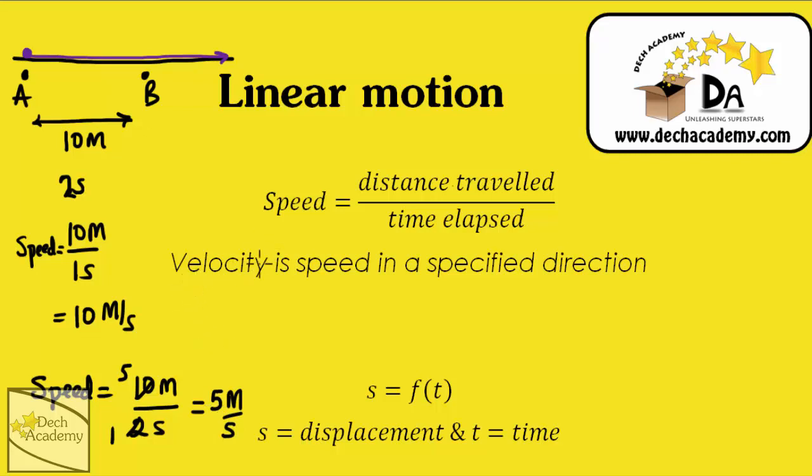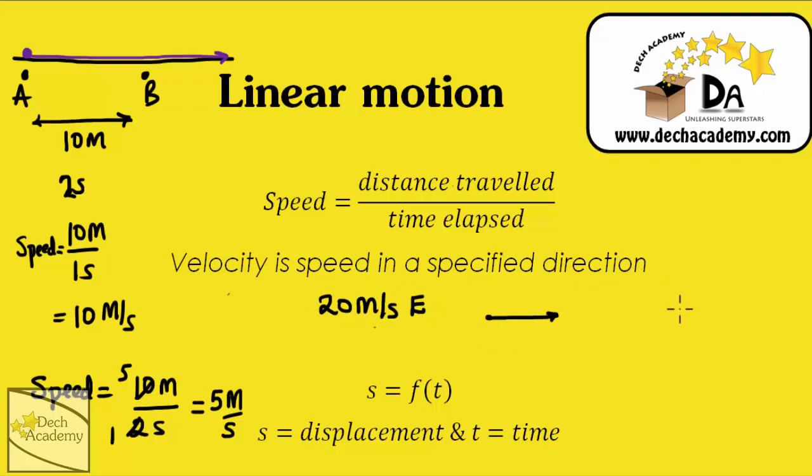Another important concept is the concept of a velocity, which is a speed in a specified direction. I can tell you that the speed of an object is 20 meters per second. That's the speed of an object. But if I tell you the object is moving 20 meters per second to the east, then this is a velocity. We know that the object is moving towards the east at 20 meters per second. So it's a speed in a specified direction.